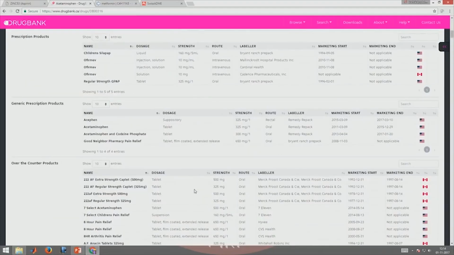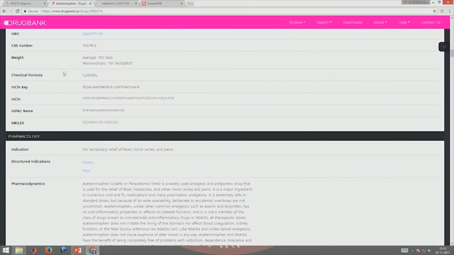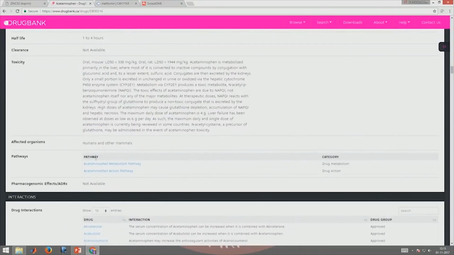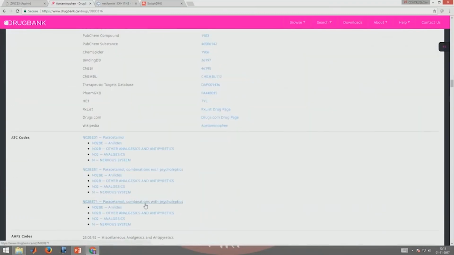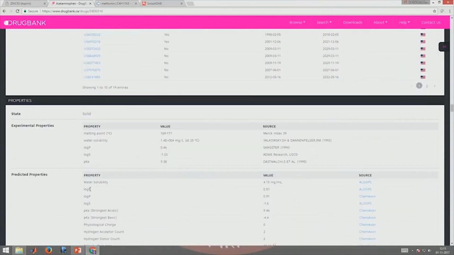So, if you look at some of these properties, this particular database also gives you the molecular formula, and as you can see, the route of elimination, half-life, clearance, some toxicity, metabolism, what type of enzymes metabolize it, what is the absorption of this: rapid and almost complete. So, immediately it gets absorbed, then there are interactions. So, a lot of information, as you can see, is given about the log P values.